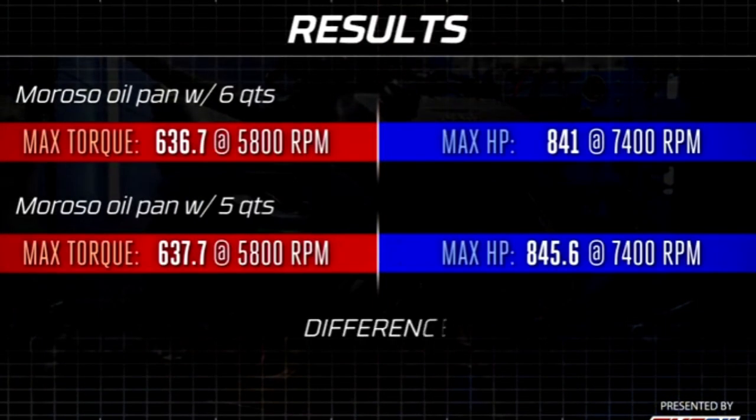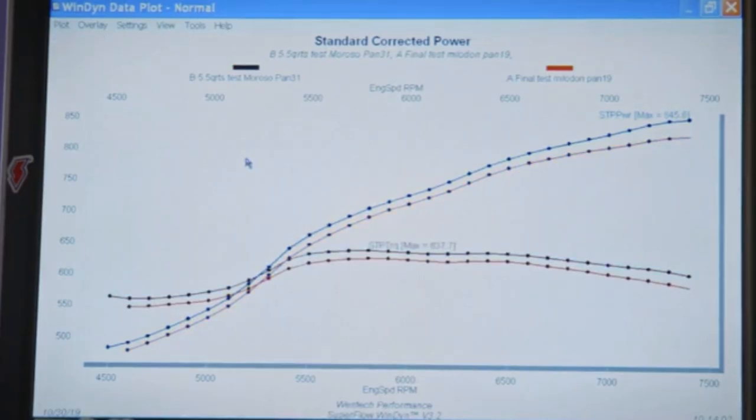Here are our final power numbers for this thing. 845.6 at 7,400 RPM and 637.7 pound-feet of torque at 5,800 RPM. Pretty stout. You want to compare it to the other pan? Boy, this will be good. Yeah, I love looking at that. That's too much fun. Boom. Yeah, it's a pretty big difference.